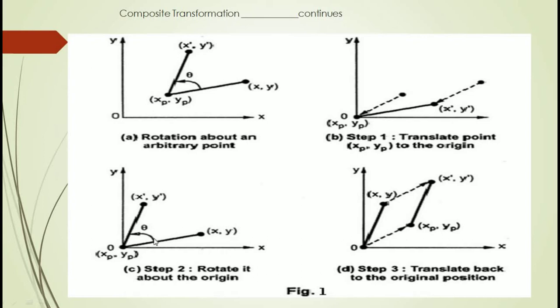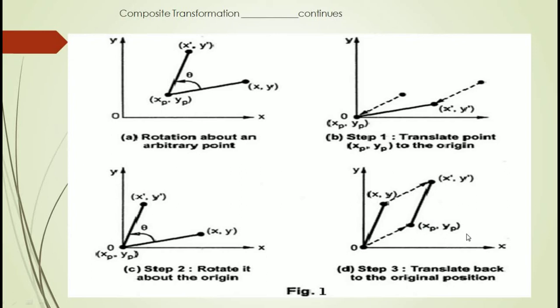Okay, this angle is moved, that is the theta angle, and we get x dash and y dash. This rotation is done about our origin, that is our (0, 0) point. After that, step number 3 is followed, that is translate back to the original position.